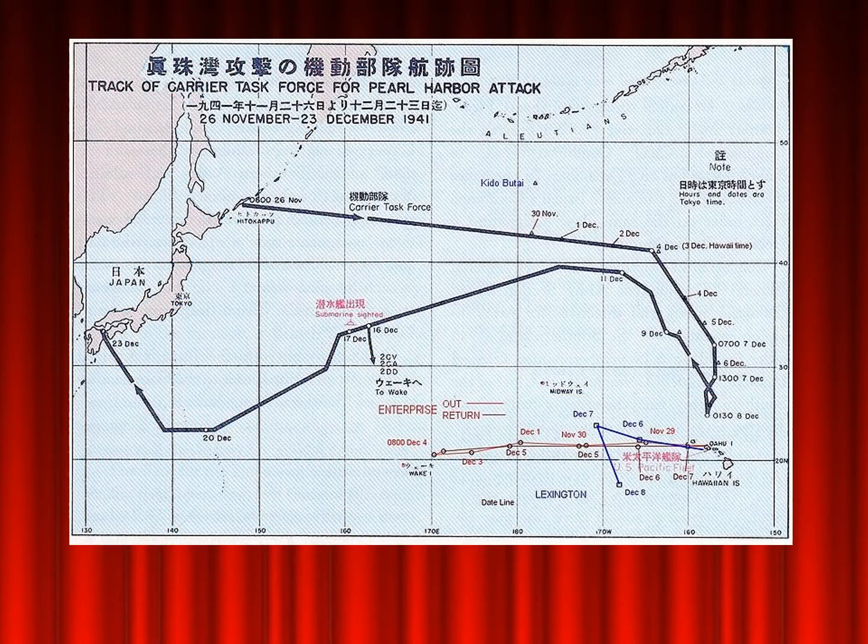This is the route that the Japanese carrier task force took from the northern islands of Japan under great secrecy, and then sailed to a point north of Oahu, where they launched in the morning of December the 7th. And then, after the attack was completed, they hightailed it back to Japan. But the attack was not actually completed.